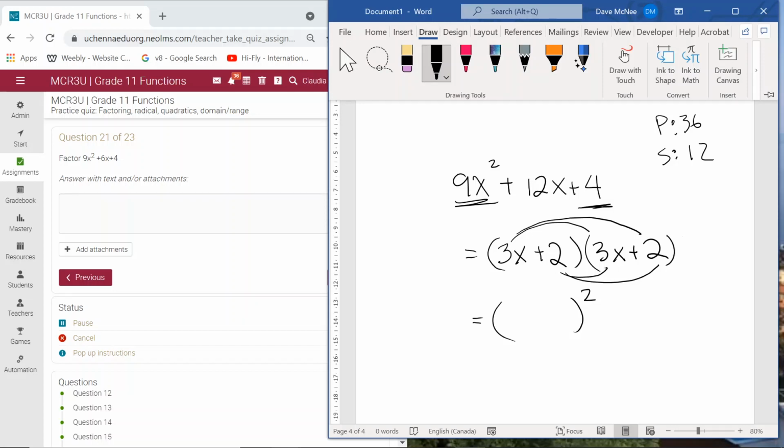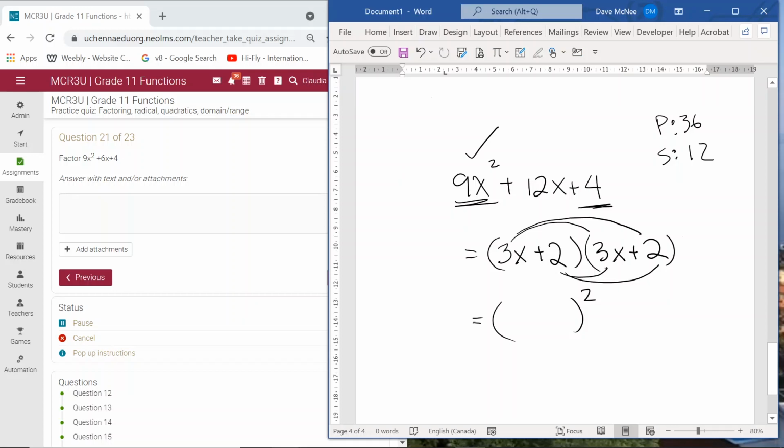And if I do that, I can just do 3x times 3x, that's 9x squared, that checks out. The middle term would be 3x times 2, which is 6x, and then I have another 2 times 3x, which is another 6x. When I add that up, I'll get 12x. That's awesome. And then the last will be 2 times 2, and that's equal to 4, and that's what I have here. So that's fantastic.